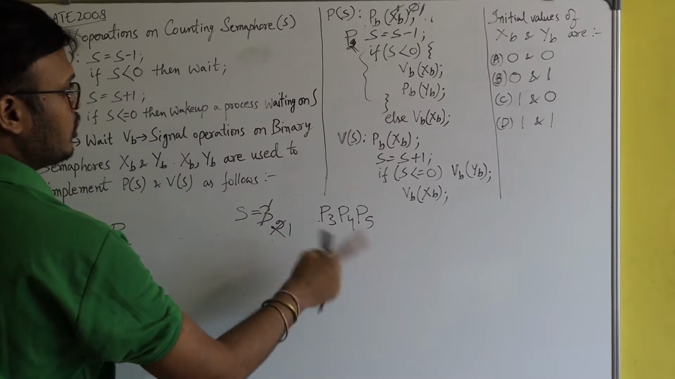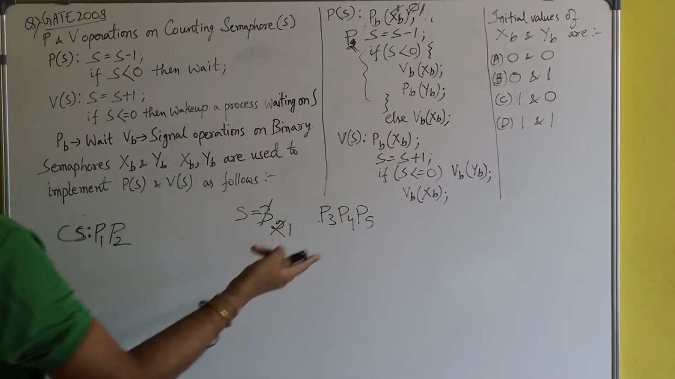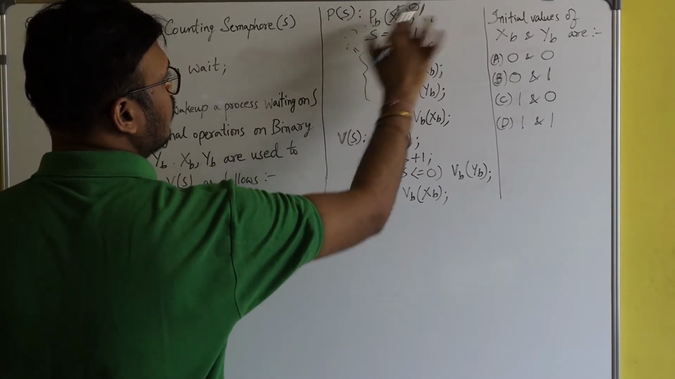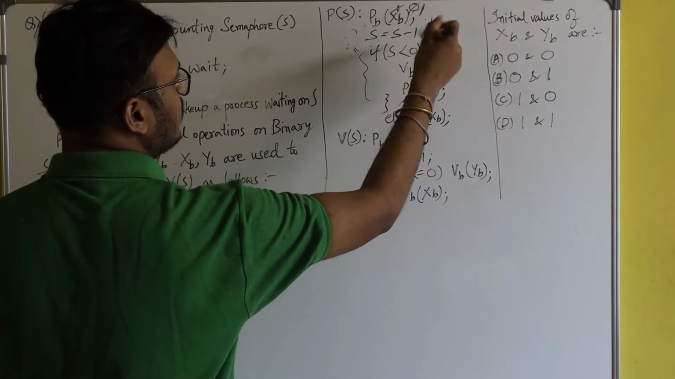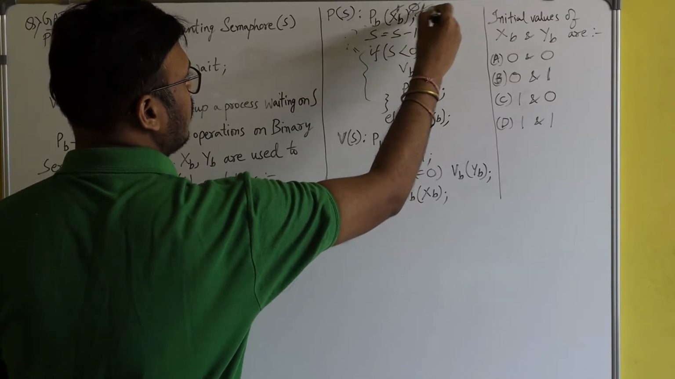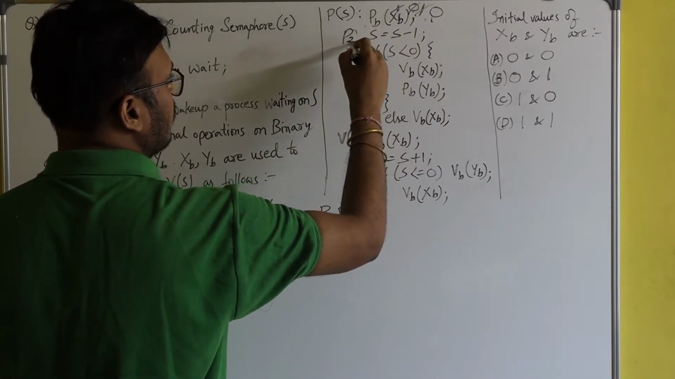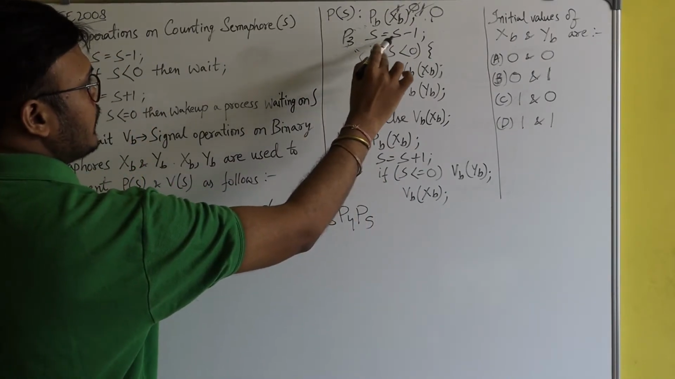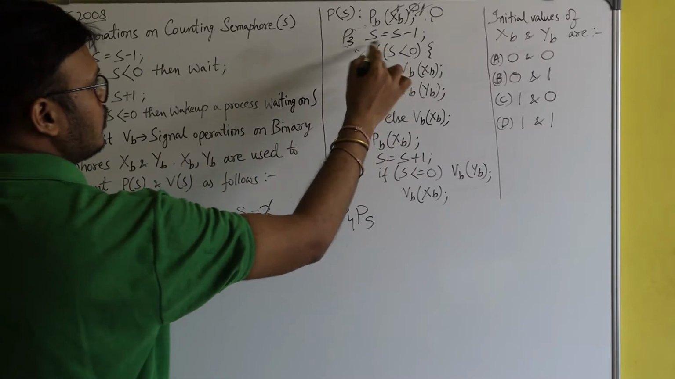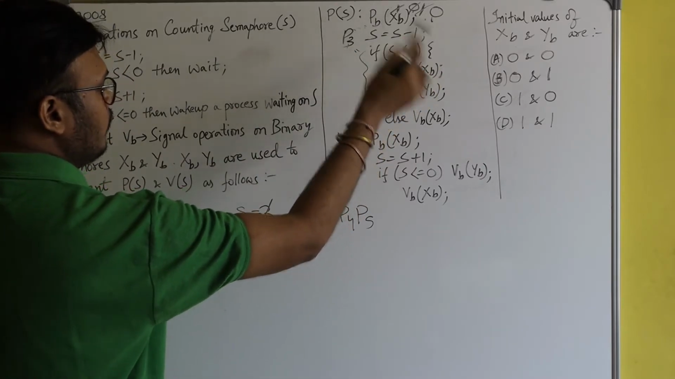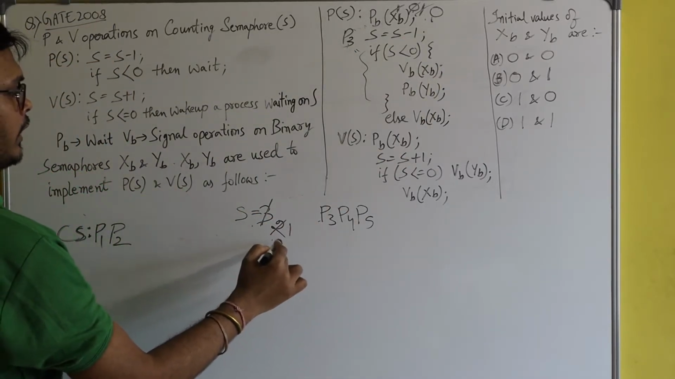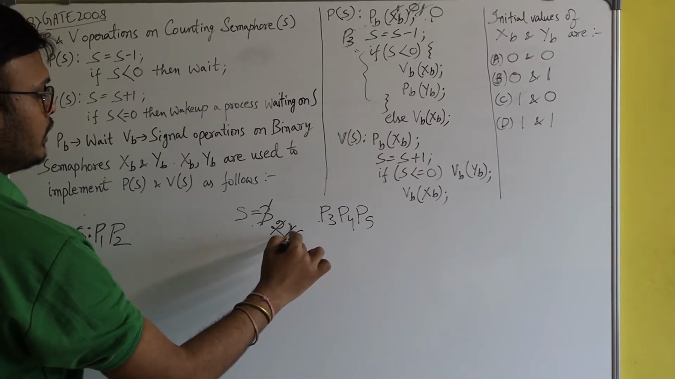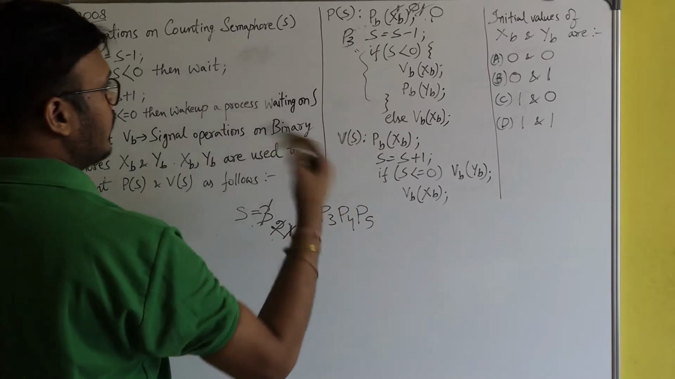Now suppose P3 wants to enter, so definitely P3 can enter. P3 will execute this line. Since the value of XB is 1, it will be made 0 again, and now P3 will come here. So S is equal to S minus 1. P3 will execute this code, so the value of semaphore will get decremented. It was 1, so now it will get decremented to 0. So S has become 0.